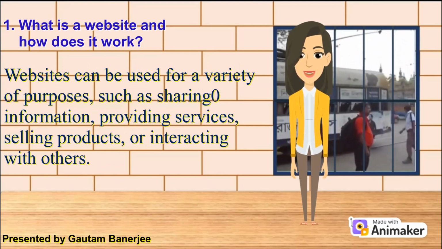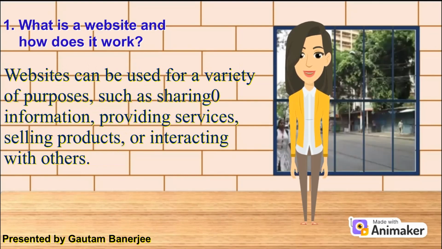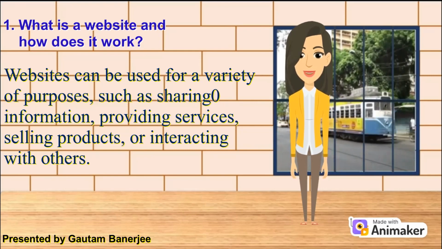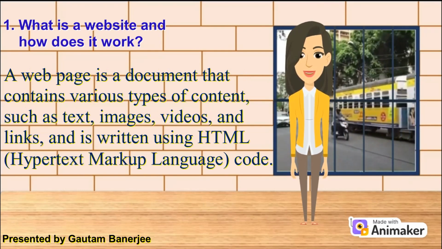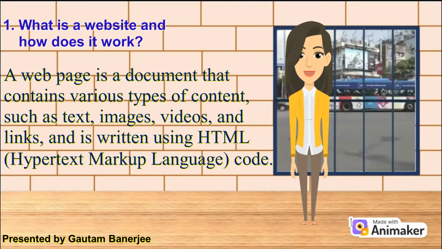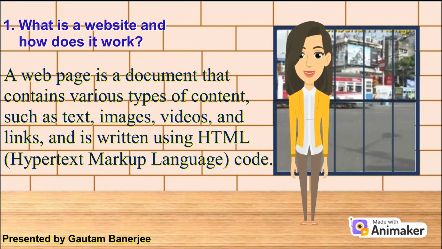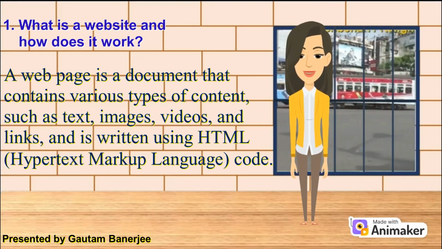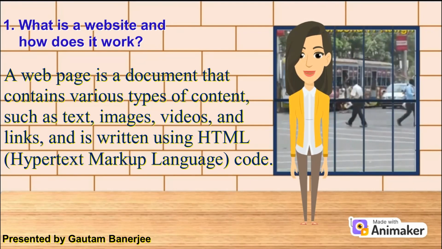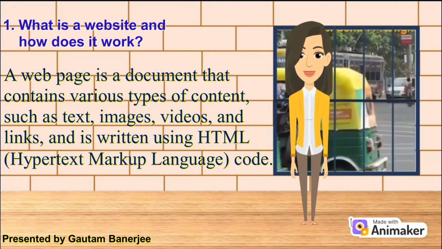Websites can be used for a variety of purposes, such as sharing information, providing services, selling products, or interacting with others. A web page is a document that contains various types of content, such as text, images, videos, and links, and is written using HTML, hypertext markup language, code.